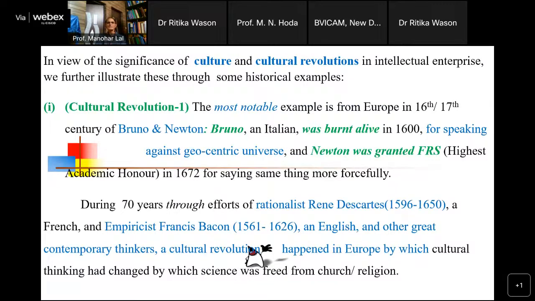Friends, the best example of cultural impact is Bruno, who lived in the 16th century, that is up to 1600. He said that Earth is not the center of the universe. And for saying so, he was burnt alive in 1600. But in 1617 or so, the greatest computer physicist so far recognized, Newton, was celebrated for doing the same thing.